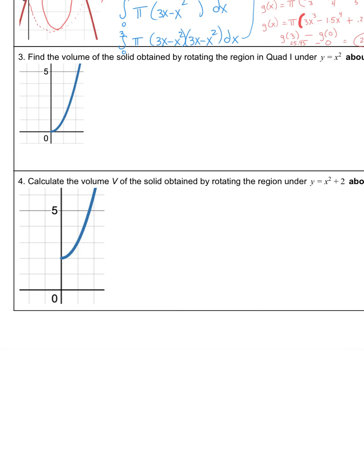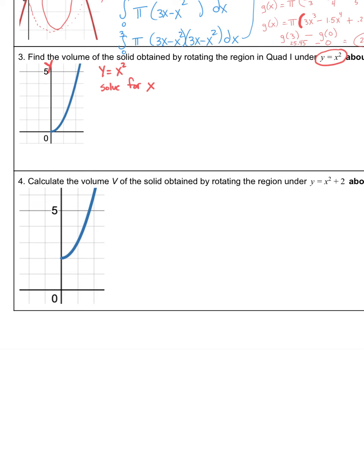Okay, for number 3, we are going to rotate this parabola right here. We are going to rotate that across the y-axis. All right, so the first thing that you have to do when you're rotating it about the y-axis is you have to take your equation and solve it for x. So take my original equation, y is equal to x squared, and we must solve this for x. All equations, when you're rotating it about the y-axis, have to say x is equal to.